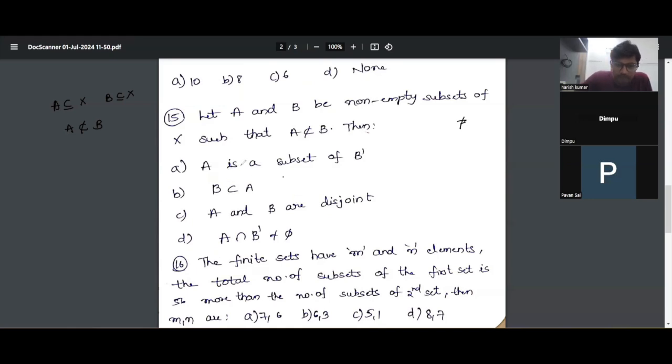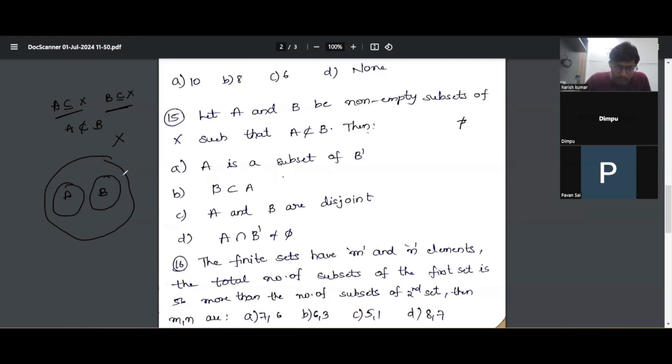Okay, let's see. Let's try to draw the diagrams. A is a subset of X and B is a subset of X. That means X is this huge thing, right? So A is here and B is here, right? So this is the one case where A is not a subset of B. In this case, A is not at all a subset of B, right?